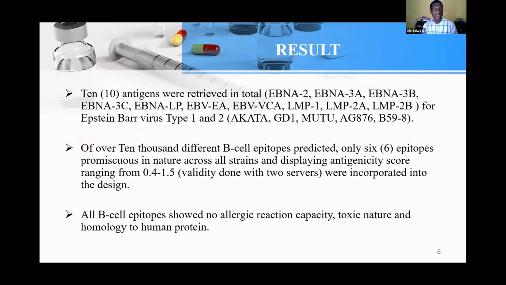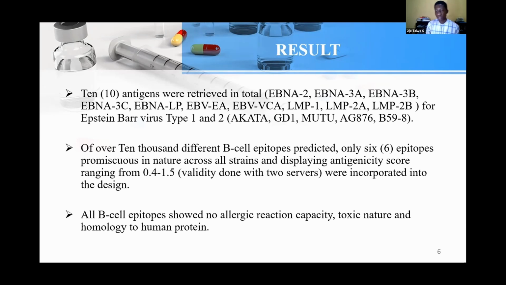Now, briefly to most of the results we were able to get from the research, we were able to find that 10 antigens were responsible for the progression of the virus, which are EBNA2, EBNA3A, EBNA3B, EBNA3C, EBNA-LP, EA, BCA, LMP1, LMP2, and LMP2B. And we made use of two genotypes of the Epstein-Barr virus, that is type 1 and type 2. And type 1 and type 2 include strains from Akata, GD1, Mutu, AG876, and B958.